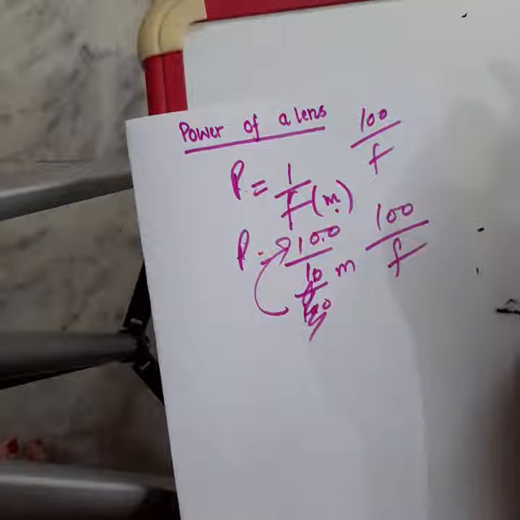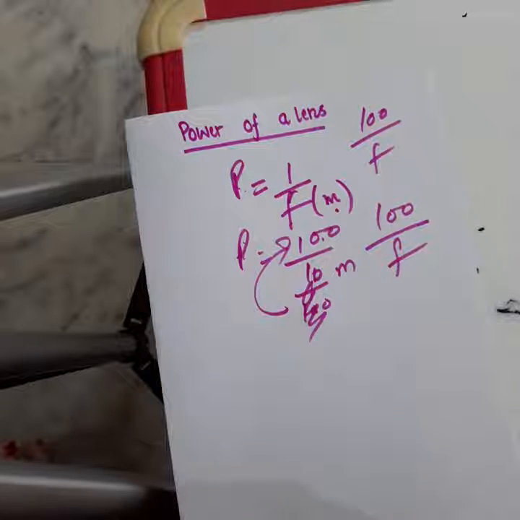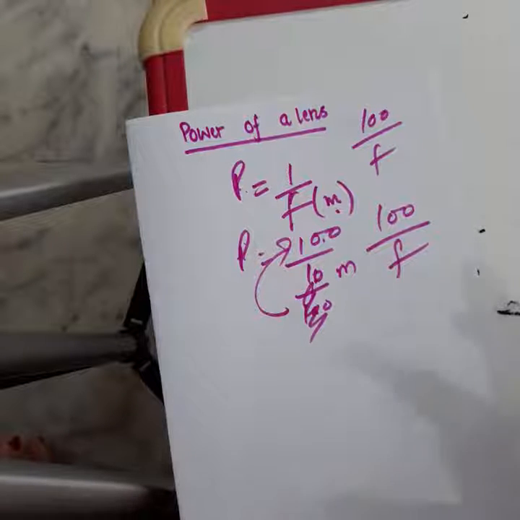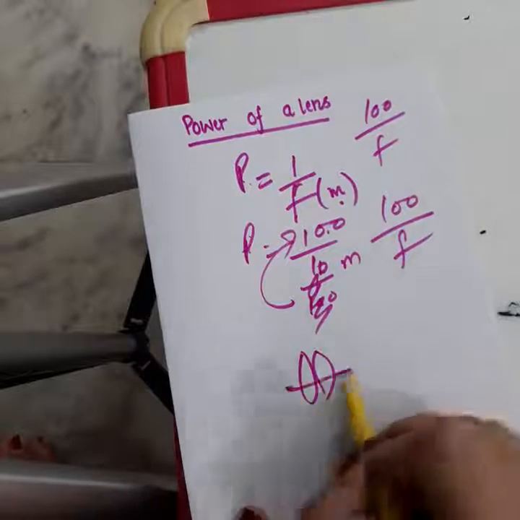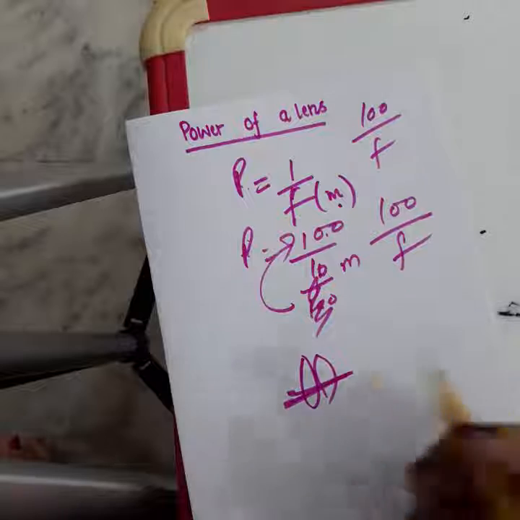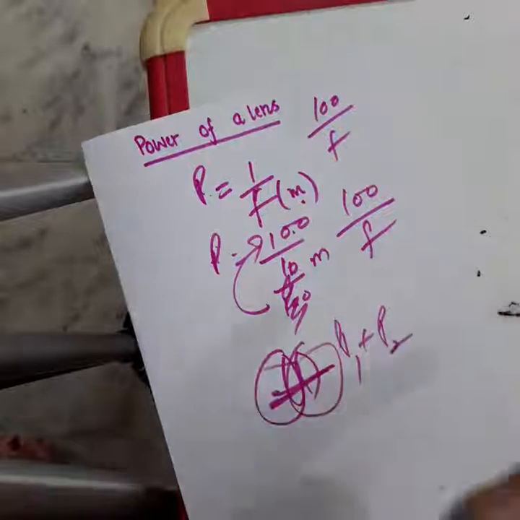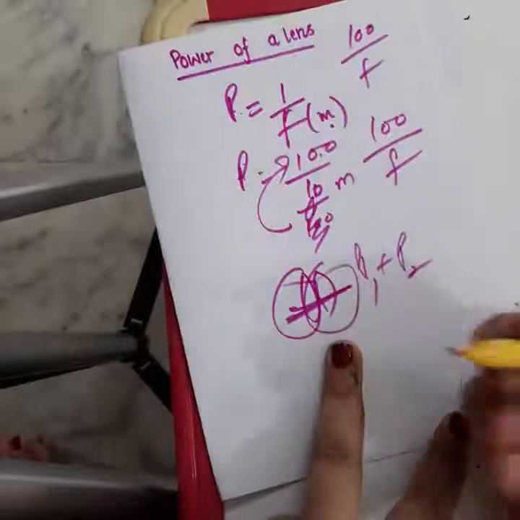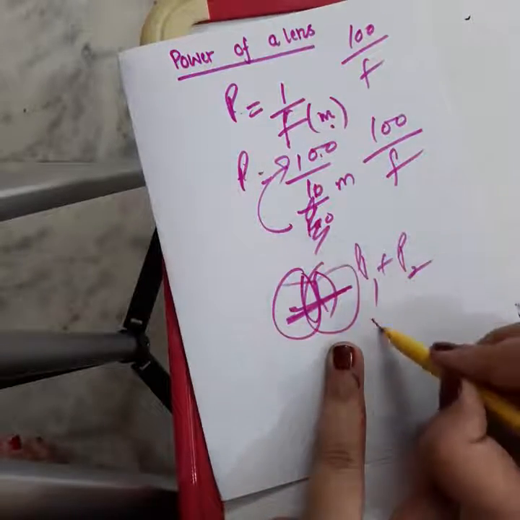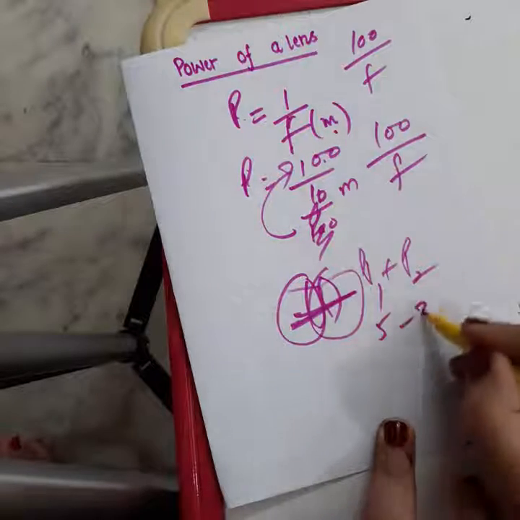And one last thing, suppose the lenses are joined together. If the lenses are joined together, one concave lens and one convex lens, or both convex lenses or both concave lenses, whatever combination you are making, do you know what will be the total power of this combination? It would be the power of lens number 1 plus the power of lens number 2 plus the power of lens number 3 and so on. So simply add all the powers. And if you have one concave and one convex lens, then one power will be positive and the second power would be a negative power.